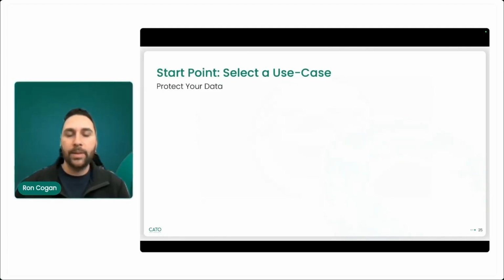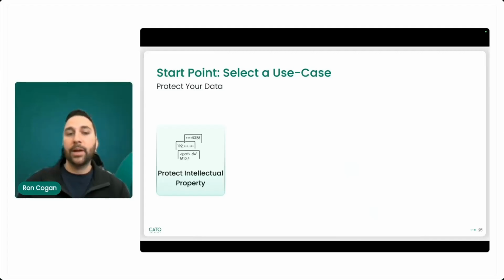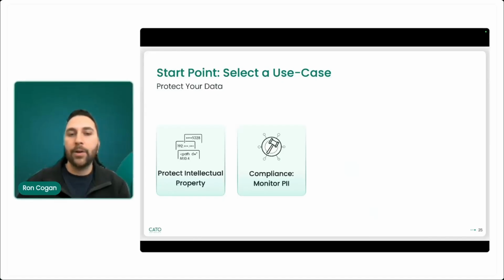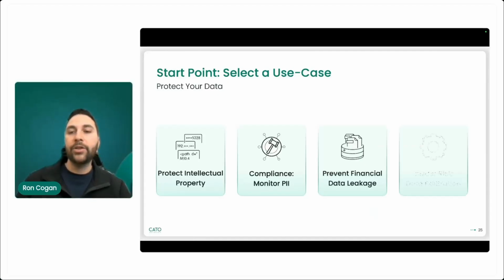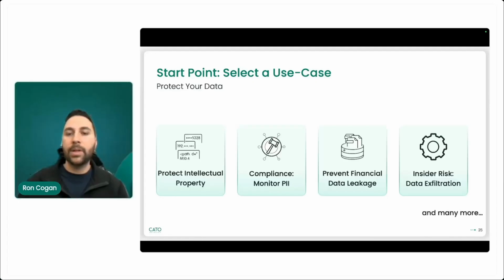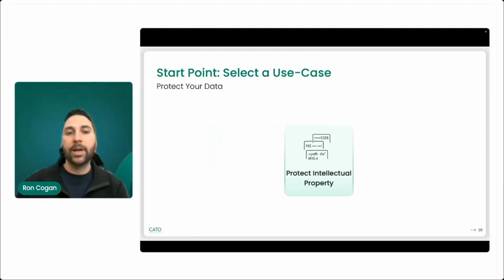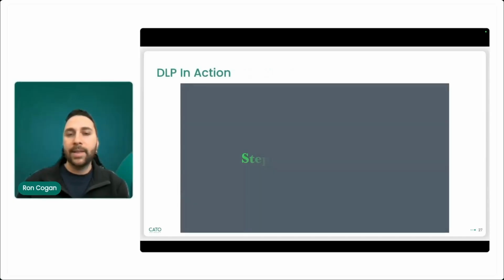So our starting point would be to select a use case. We want to protect our data eventually, but we still need to decide what use case do we tackle first. We can decide that we go for protecting our intellectual property, like our source code or something that is very unique to our organization. We can decide that we want to be PCI compliant, and then we will monitor for PII. We can decide that we want to prevent financial data leakage or to tackle insider risk data exfiltration. And there are many, many use cases, and we need to start by selecting one of them. So let's start with protecting intellectual property. In our case, source code. So let's see it in action.